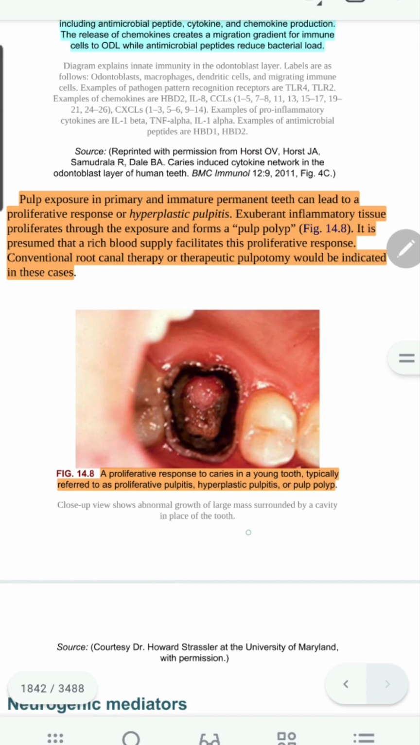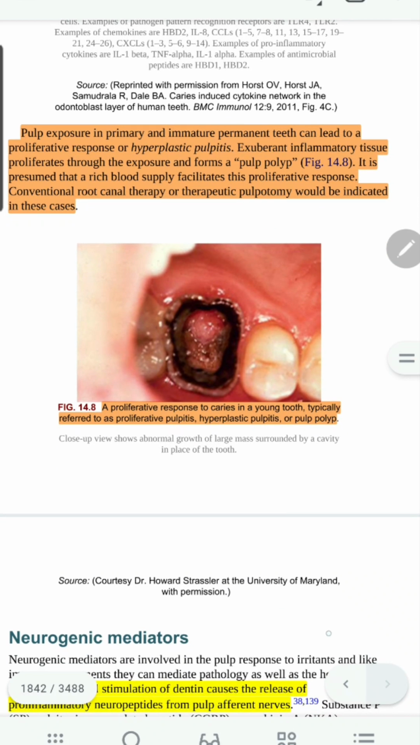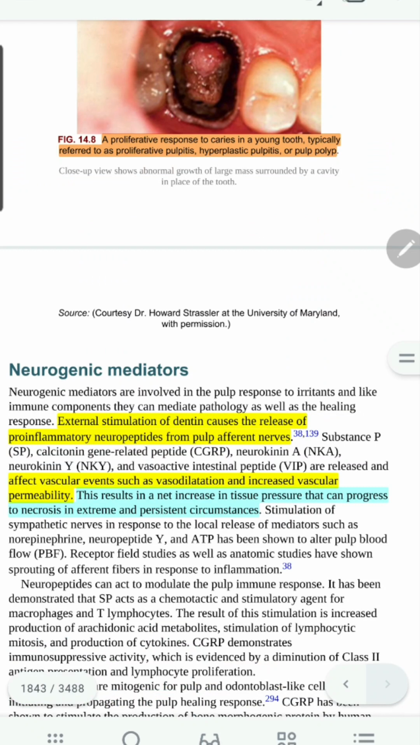Polyp is a form of pulp exposure in primary and immature permanent teeth that causes a proliferative response of the pulp against these pathogens to prevent the deep pulp from becoming necrotic and losing its vitality. The treatment is conventional root canal therapy or therapeutic pulpotomy.